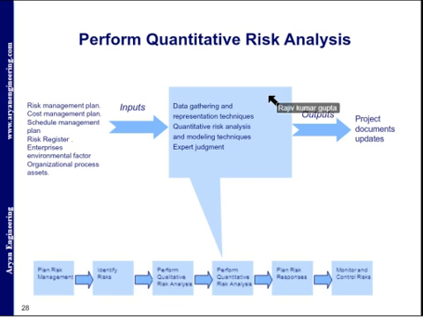Here again there is a risk management plan, cost management plan, schedule management plan, risk register, enterprise environmental factors, organizational process assets. These are our inputs, and these are the techniques: data gathering and representation techniques, quantitative risk analysis and modeling techniques, and expert judgment. And our output is the project documents update. In this session, I am not discussing more about the inputs and tools. I am just giving a brief idea of what performing quantitative risk analysis is.